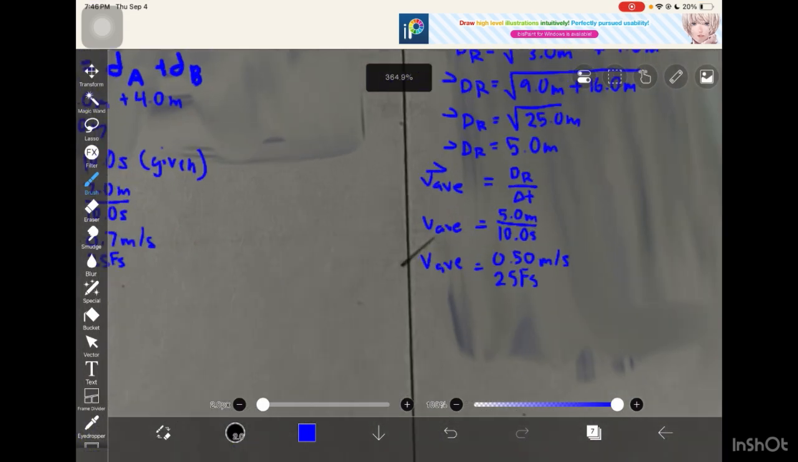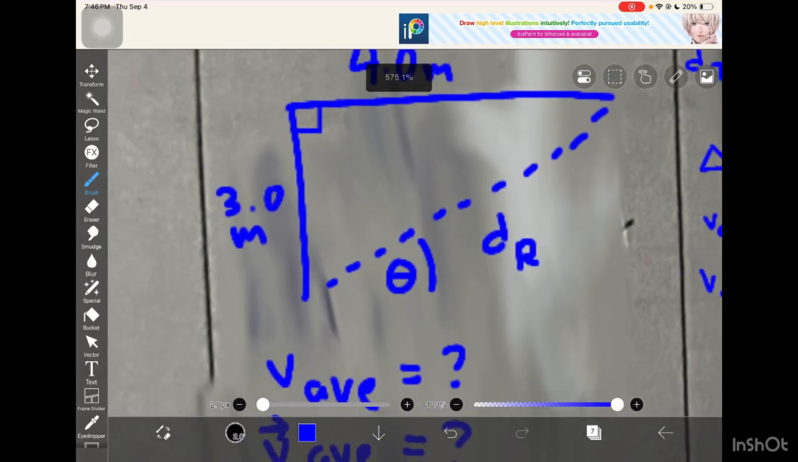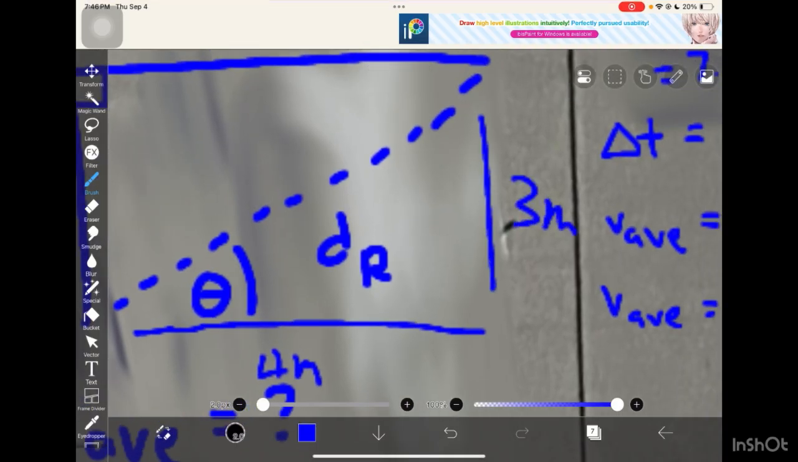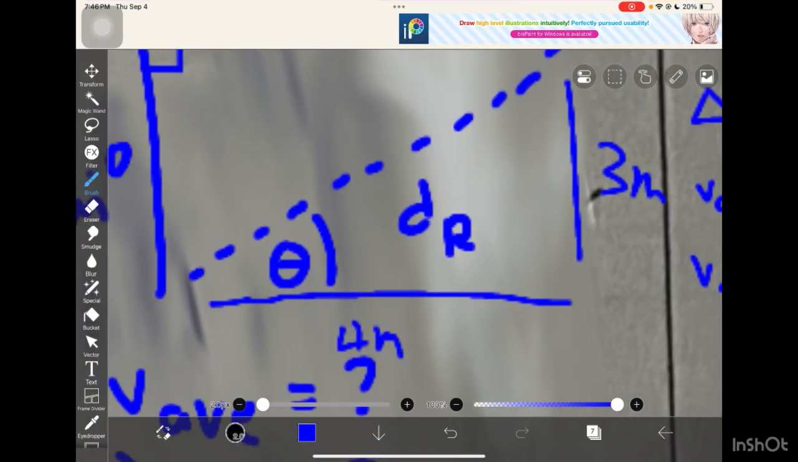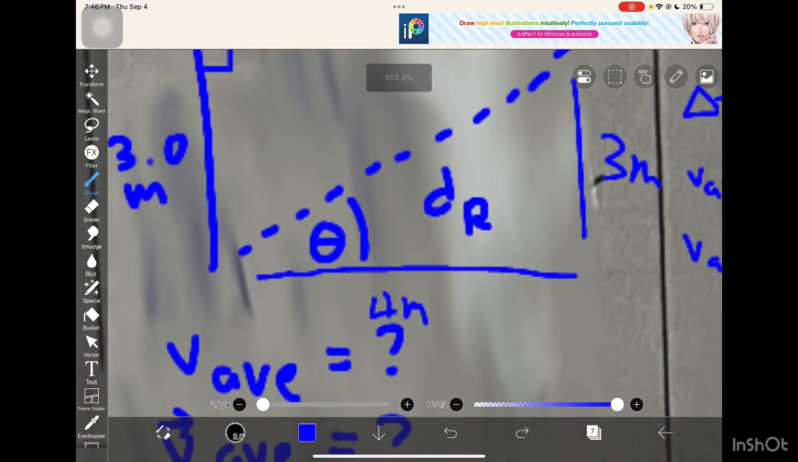And then lastly, theta. So basically, I want you to adjust this, right? You want to pull this down, the 4 meters, right? 4 meters here and 3 meters here. So from this, you can see which is opposite and adjacent easier. So theta is here. 3 meters is the furthest, so this is the opposite. And thus, 4 meters here is the closest to the theta, so that is the adjacent.